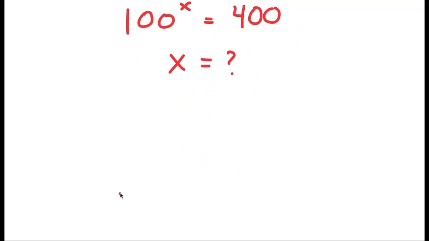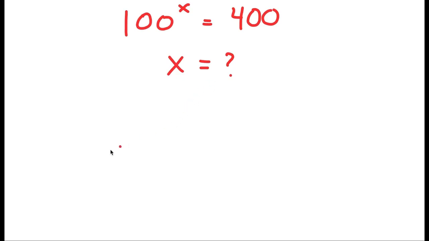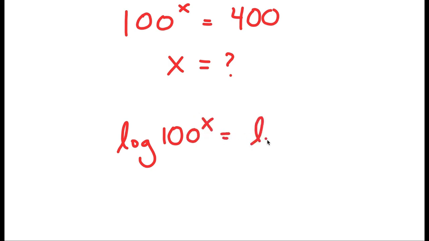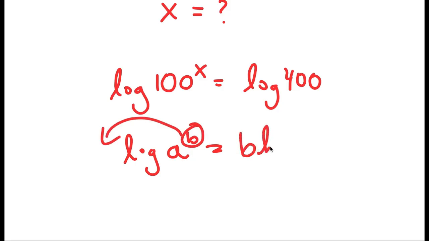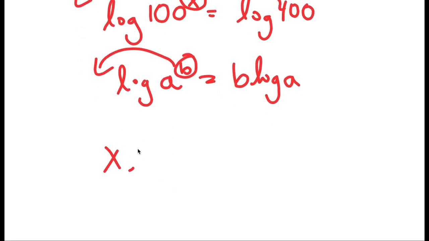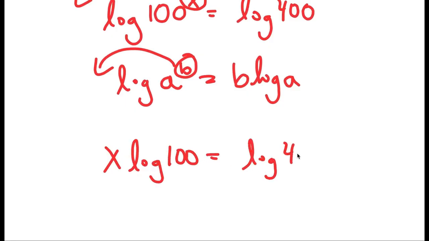To solve this, I'm going to be using logarithms. I'm going to first start by taking the log on both sides. So I get log 100 to the power of x is equal to log 400. If I have something in the form log a to the power of b, I can move this exponent b to the front, so I get b times log a. In this case, I have log 100 to the power of x. I can move x to the front, so I get x times log 100 is equal to log 400.